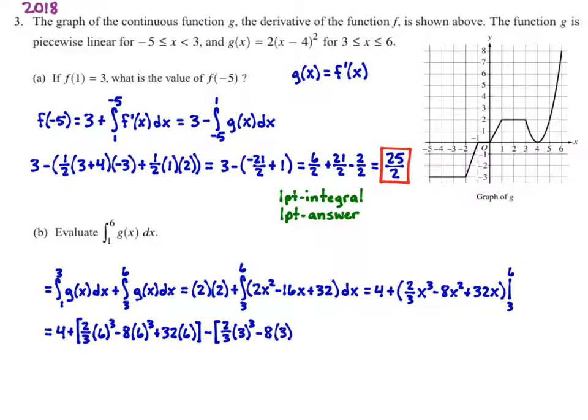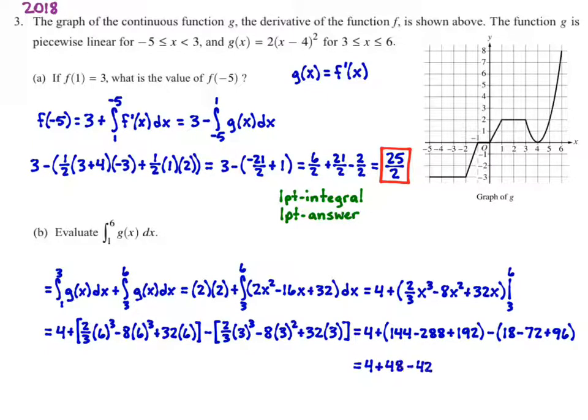And then we're going to do all the work, and we're going to simplify that. And that simplifies pretty nicely to, I believe it's 10, if I remember right. Yes, okay. So the answer here is 10.